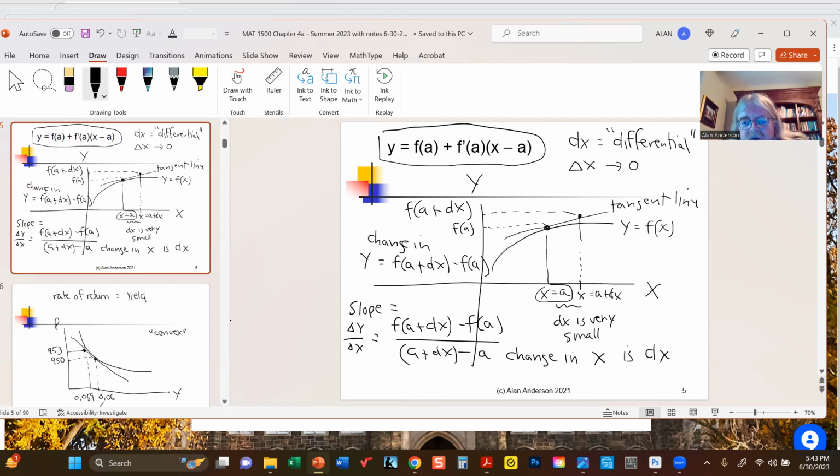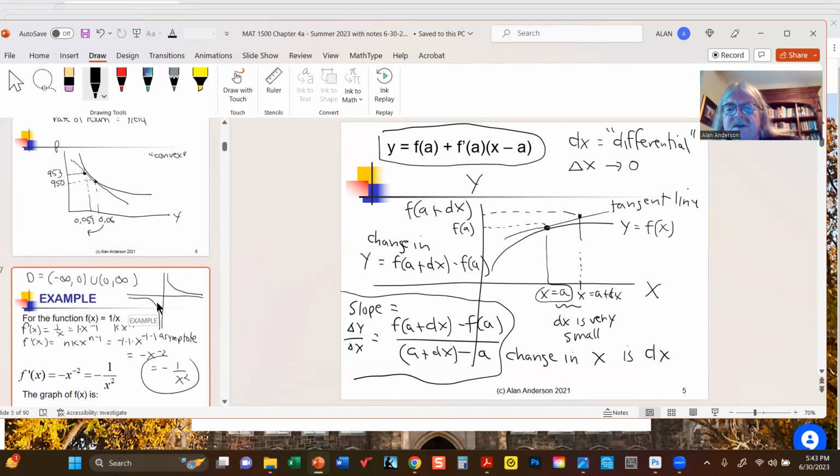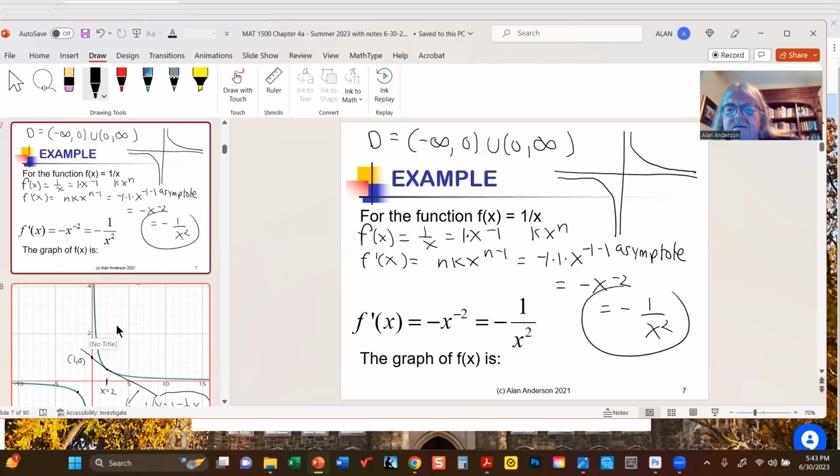Now, if you notice, of course, we also on the vertical axis have the corresponding y values, f of a and f of a plus dx. So the slope of this tangent line, as you can see down here, is f of a plus dx minus f of a over a plus dx minus a. So we're going to put this to use in one specific application. We're going to start with a specific example to see how this works. And that example is f of x equals 1 over x.